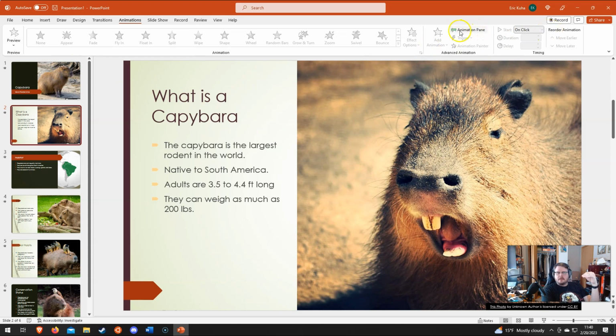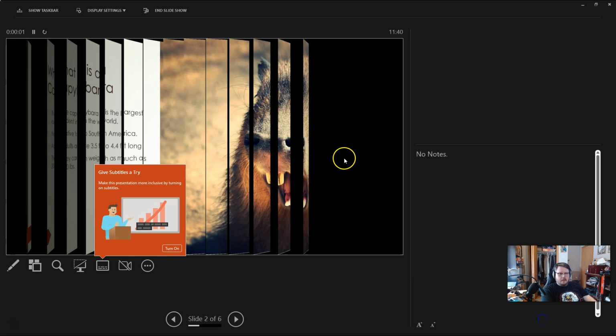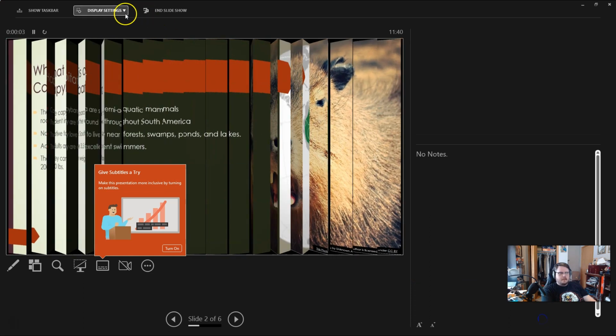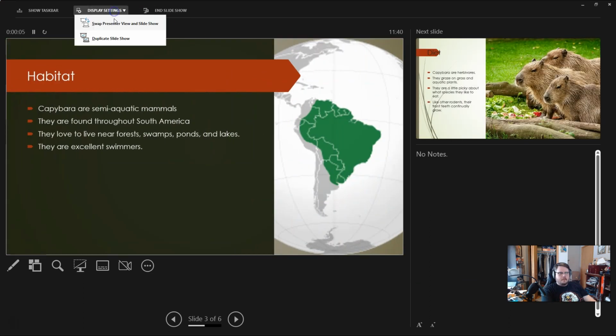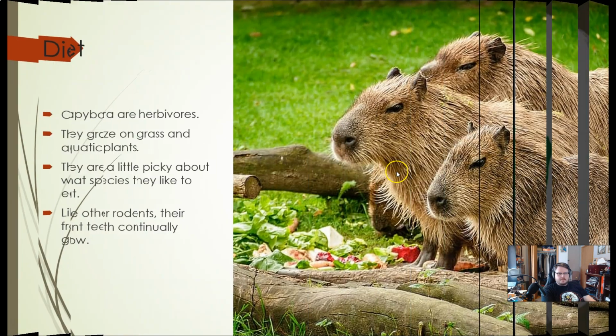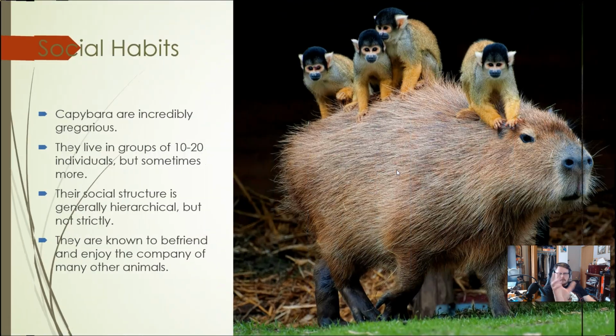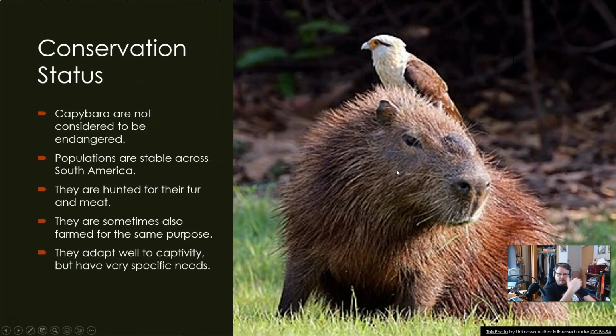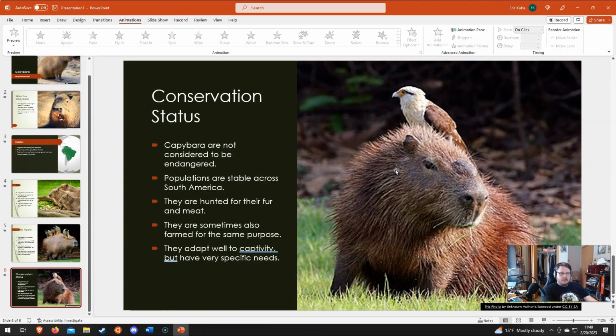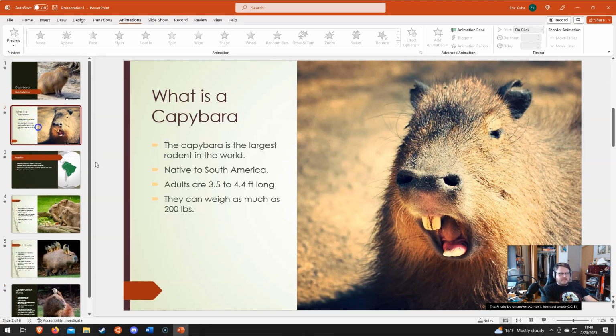So if I start my slideshow like this, and then I hit my space bar, let's swap. There we go. Hit my space bar, you'll see it goes through as if it were blinds. It goes through each slide. All right. Let's add some animations.